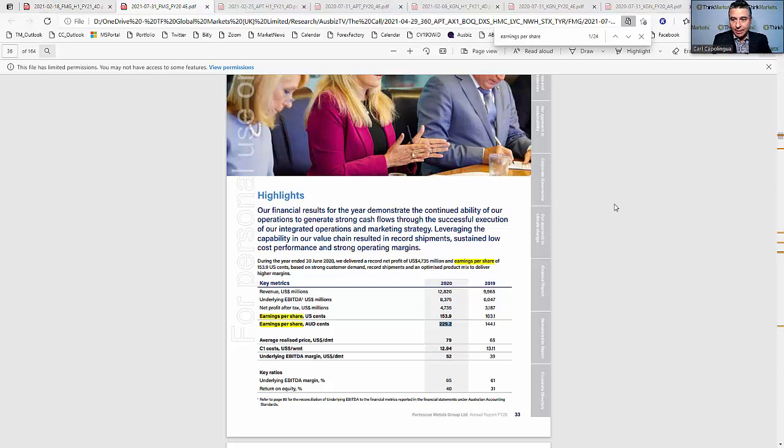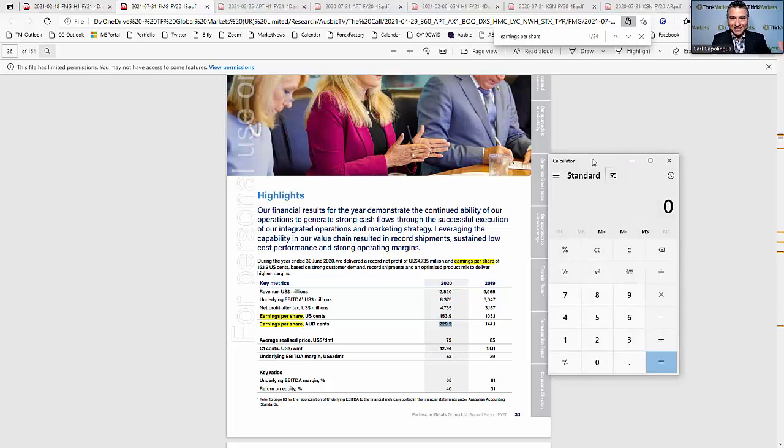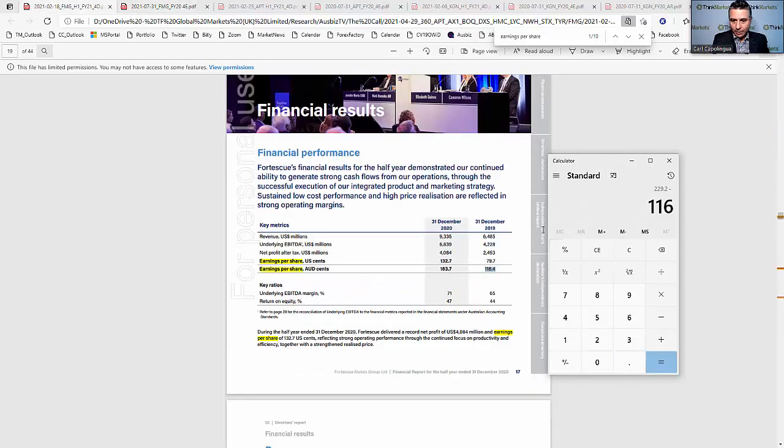It's simple maths now to work out what we earned in the second half of FY 2020. Trusty pocket calculator here, 229.2 minus 116.4, and that tells us that Fortescue earned 112 cents or $1.12 in the second half of FY20. So they were pretty similar.